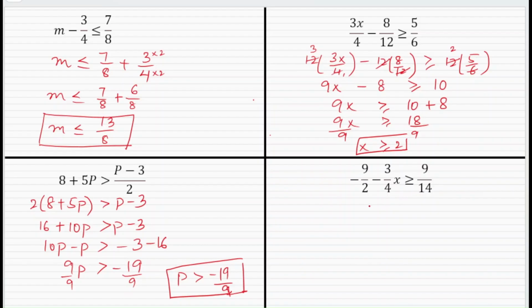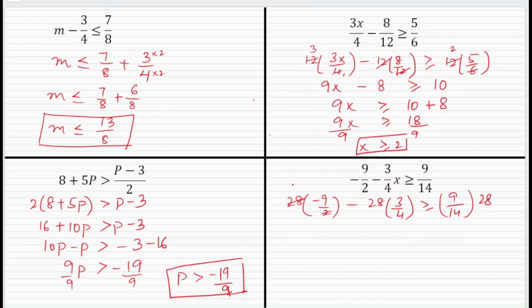Over here, again, it's minus 9 over 2 minus 3 over 4x greater than or equal to 9 over 14. So what is the common denominator for 2, 4 and 14? Either you can do that strategy or you can simplify the fractions. So if I take the common denominator as 28 and multiply all the terms with 28, I will be getting this. So multiply all the terms by 28 and let's see what we get.